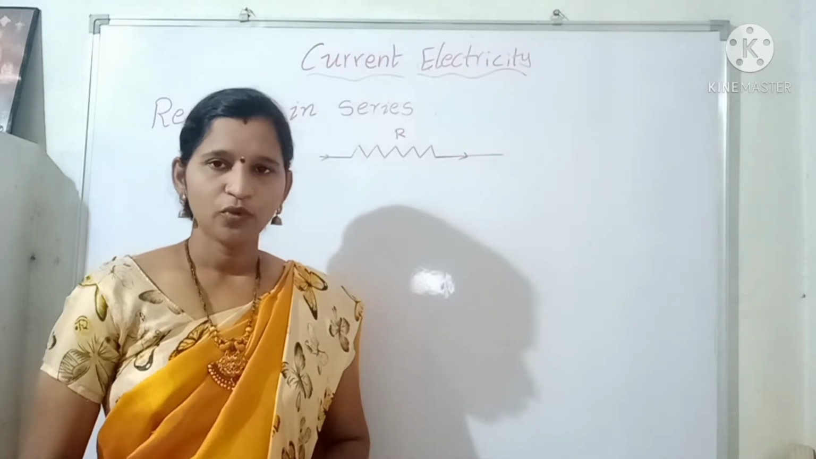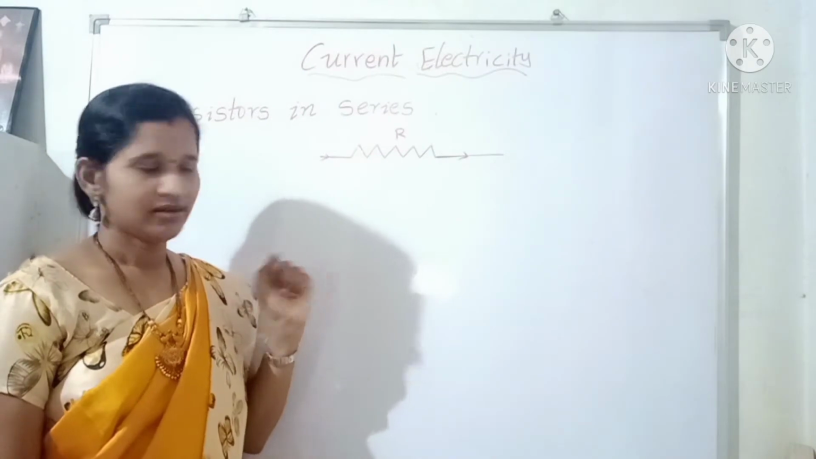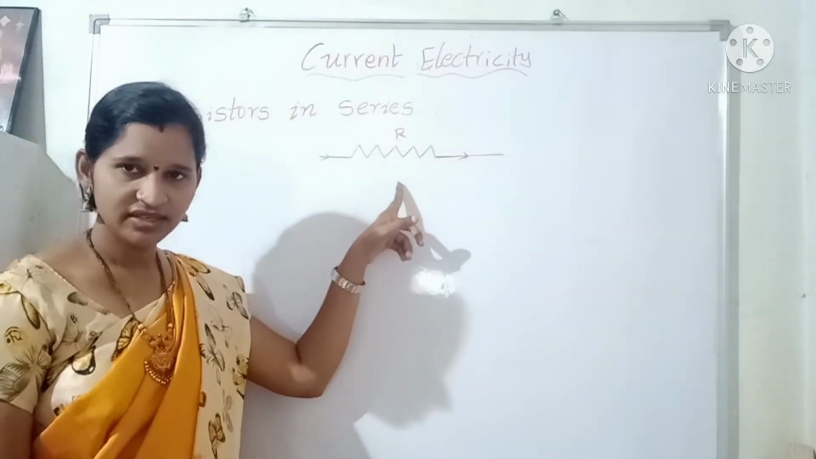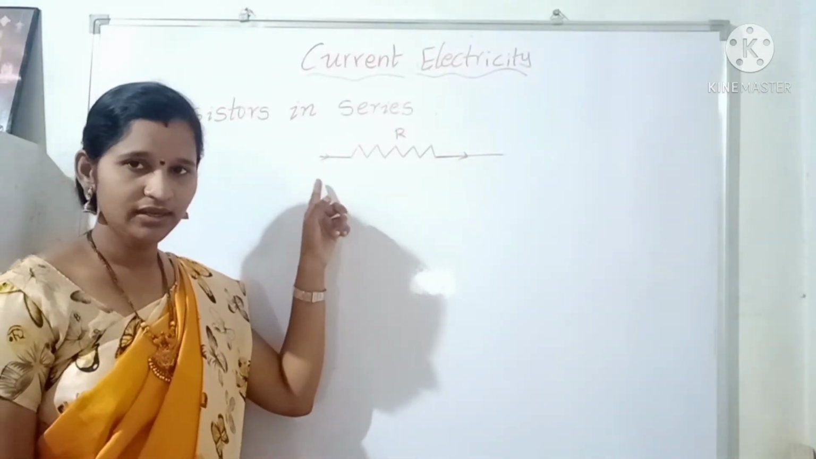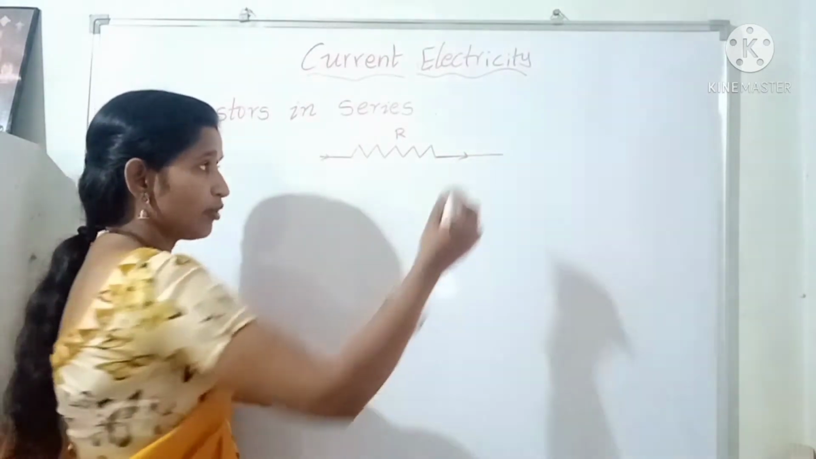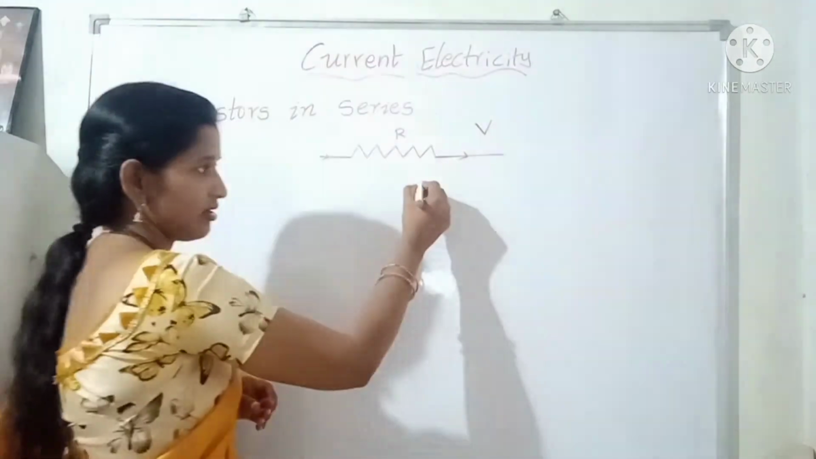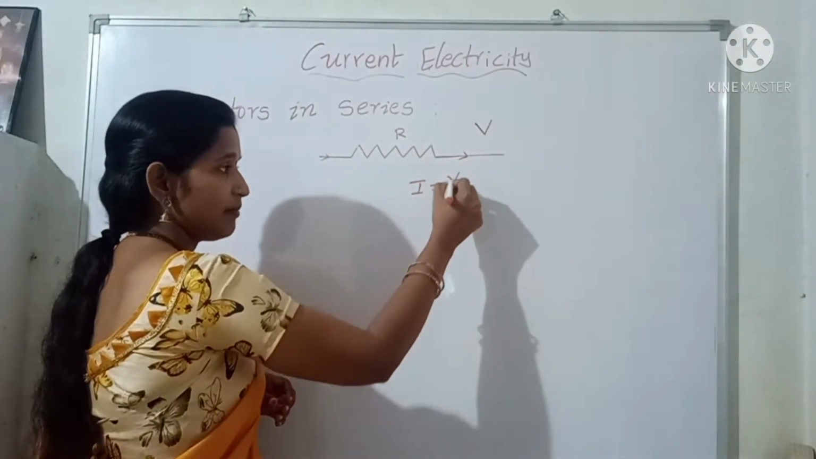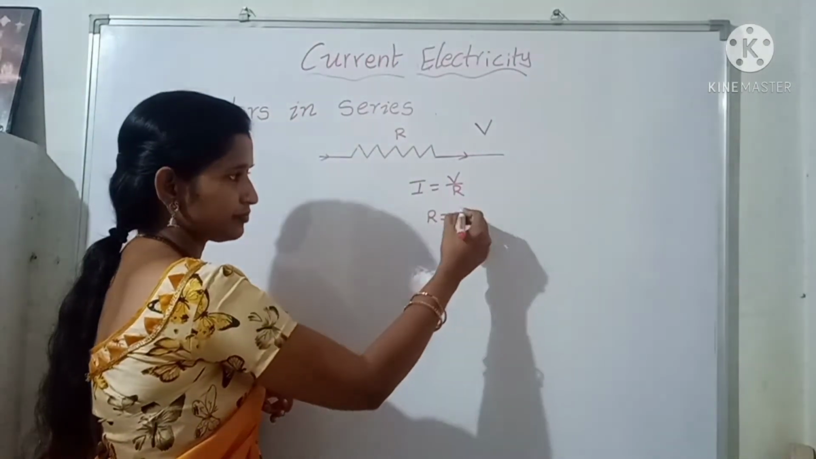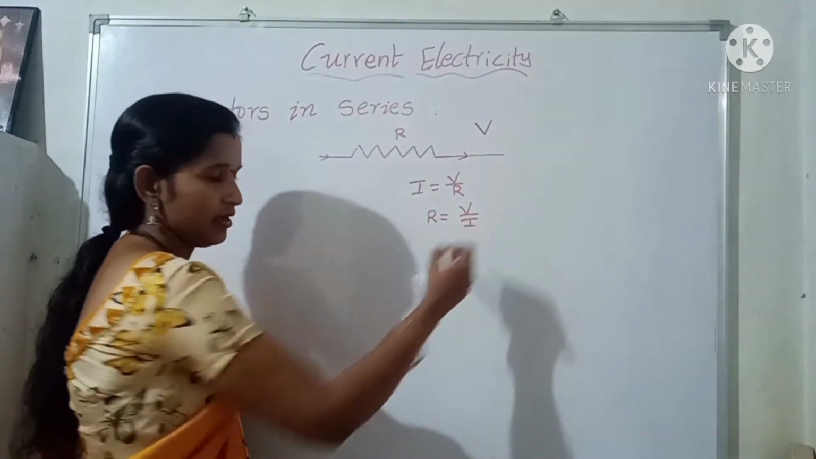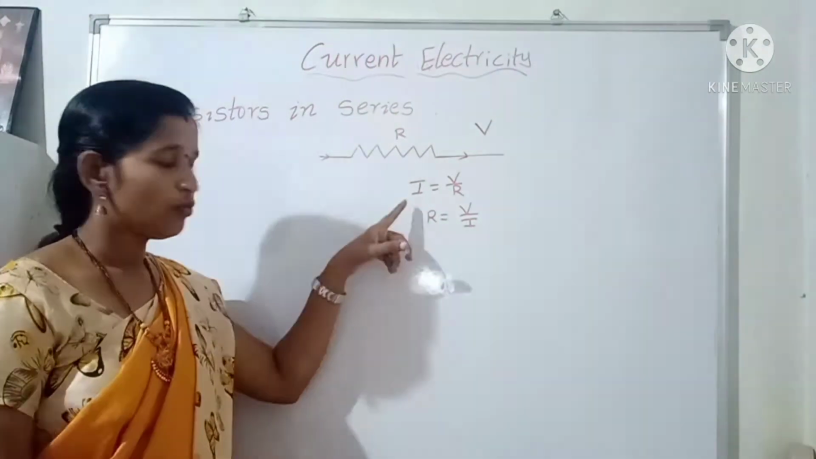In this video, I am going to discuss resistors in series combination. This is the symbol for a resistor. When we take a single resistor, the current through the resistance across the potential difference V is given by Ohm's law, I equals V by R. From this, R equals V by I. So for the current through a single resistor, we can use Ohm's law, I equals V by R.